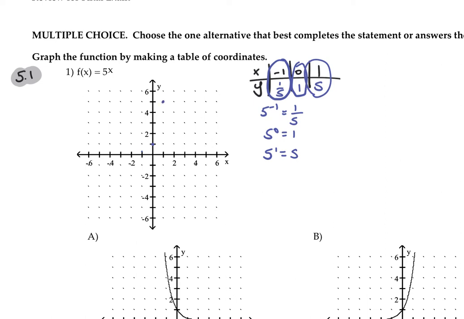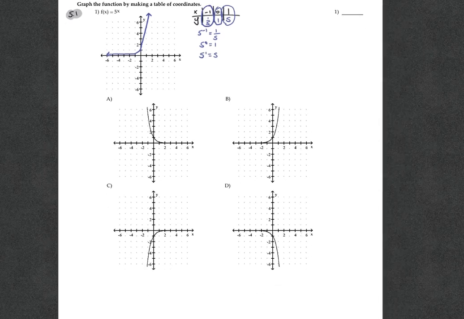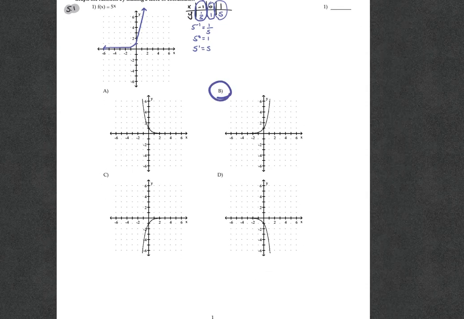And then there's a horizontal asymptote at your x-axis, so we don't cross through there. And this would be increasing as you move from left to right. So if I was to match that with the choices, it would be B.